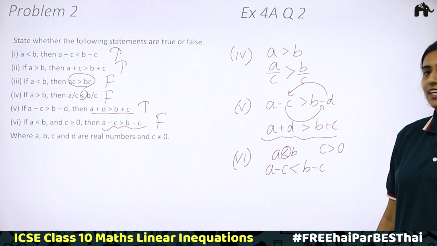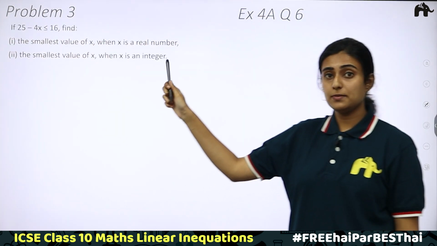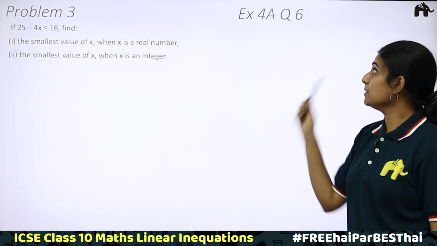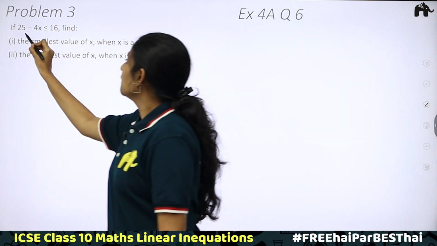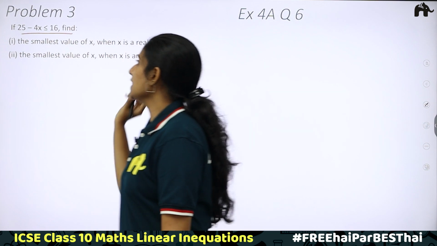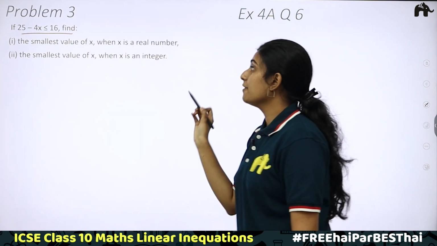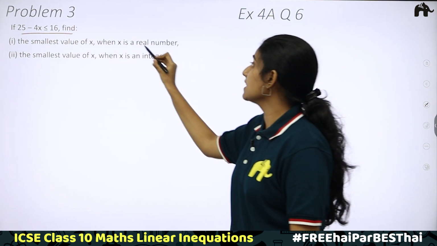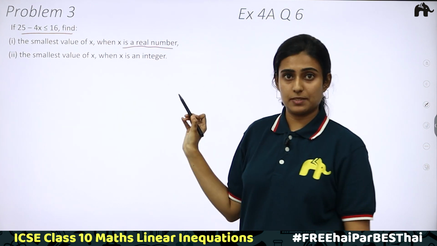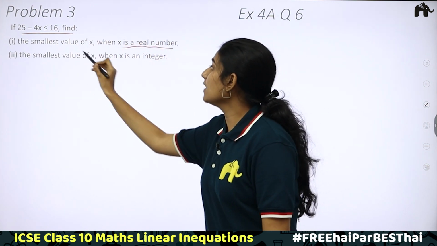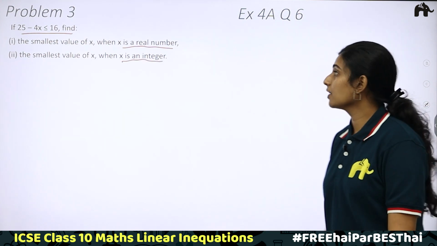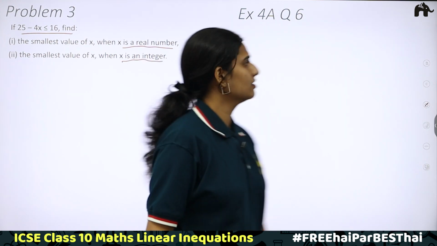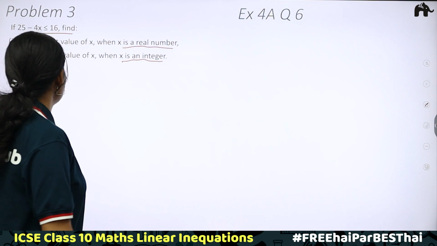That's it. Let's do the next problem. Problem 3. Question number 6 of exercise 4a. If 25 minus 4x less than or equal to 16, find the smallest value of x when x is a real number. Second, the smallest value of x when x is an integer. Question is clear, right? We have done similar examples.